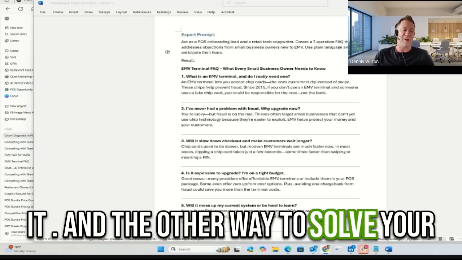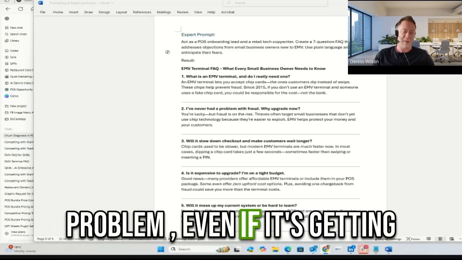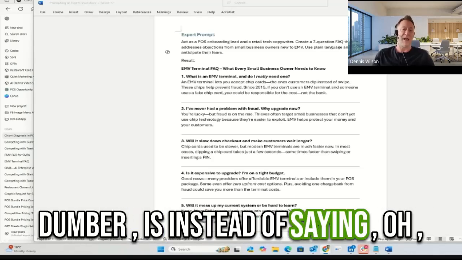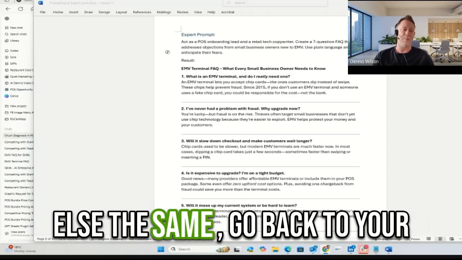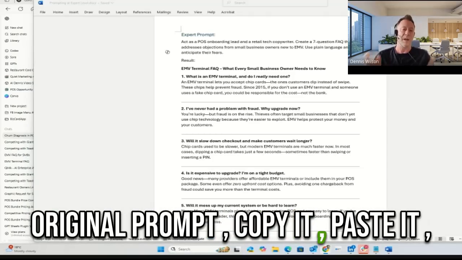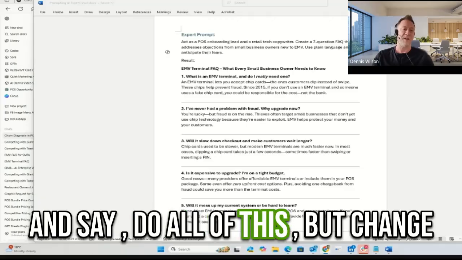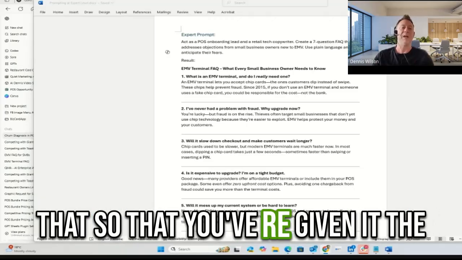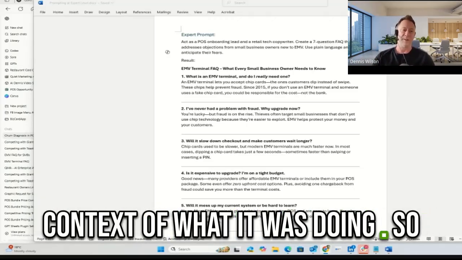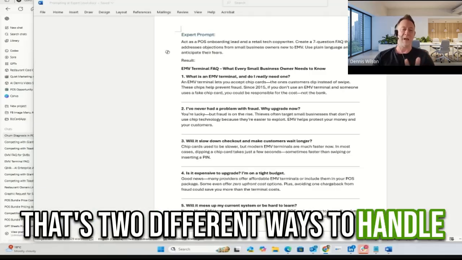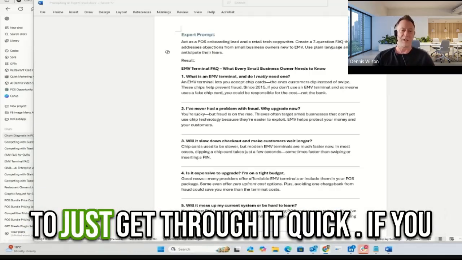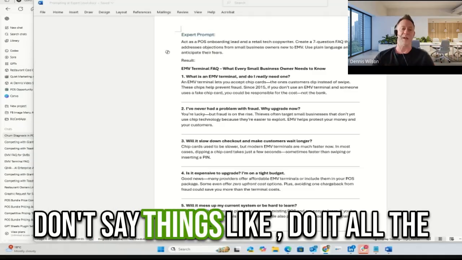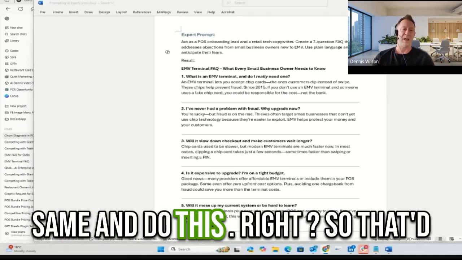And the other way to solve your problem, even if it's getting dumber, is instead of saying, oh no, I want you to keep everything else the same, go back to your original prompt, copy it, paste it, and say, do all of this, but change that, so that you've re-given it the context of what it was doing. So that's 2 different ways to handle that. One is sort of the cheat code to just get through it quick.